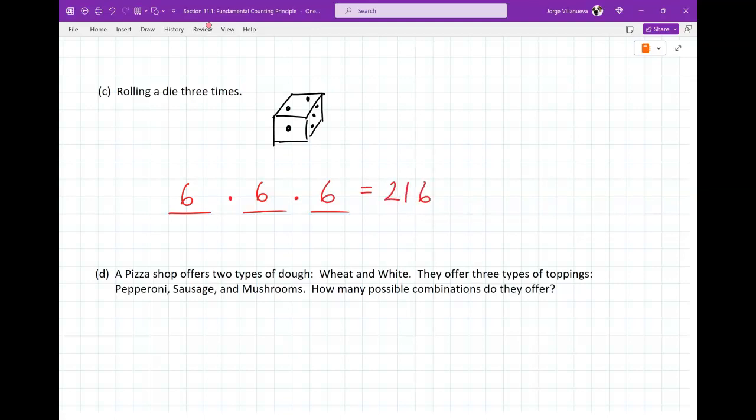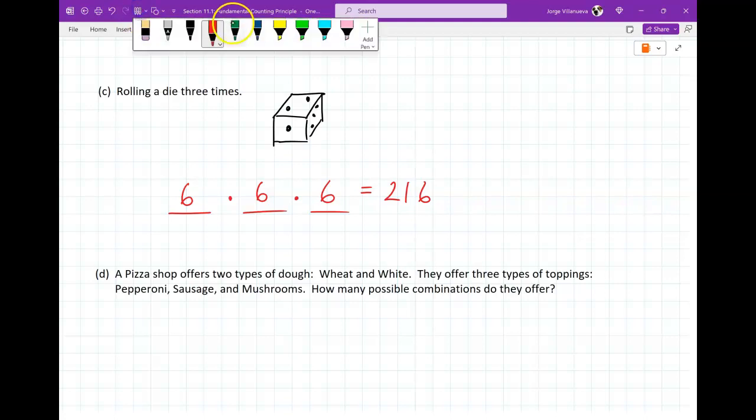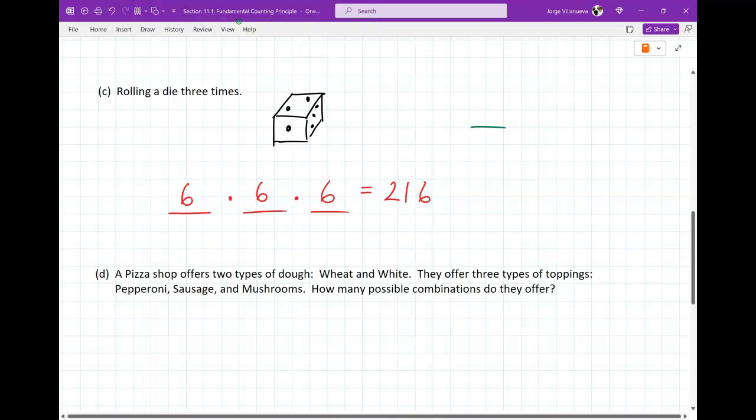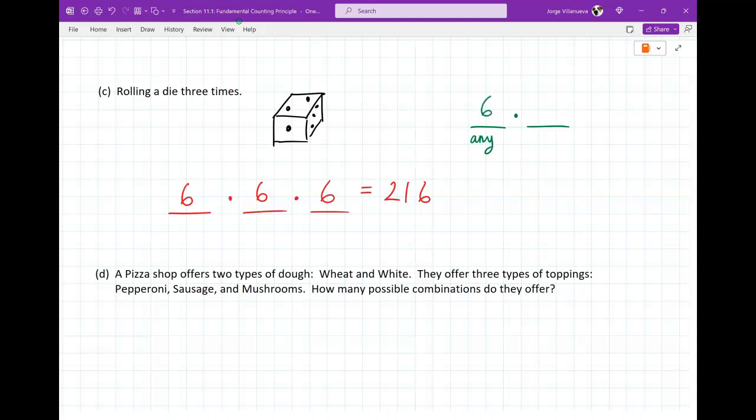Now, what if I asked you, roll a die 3 times? Now, let's think about it. I'm going to mess around with you guys here. The first one, it can be any number. I'm going to put any. How many ways can I do that? Any number when I roll it? 6.